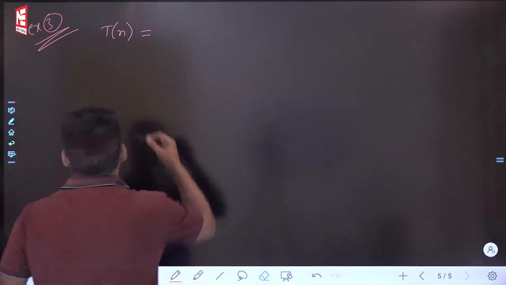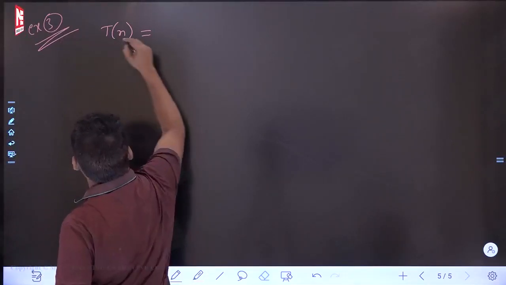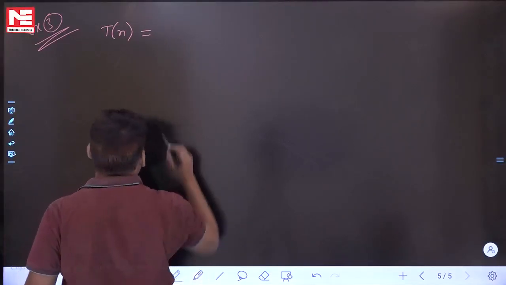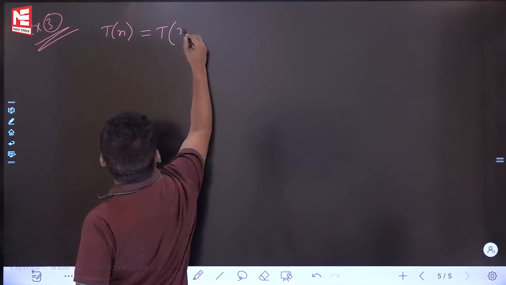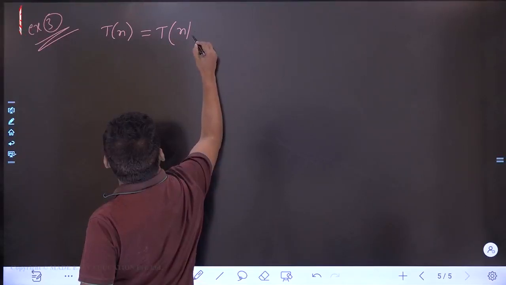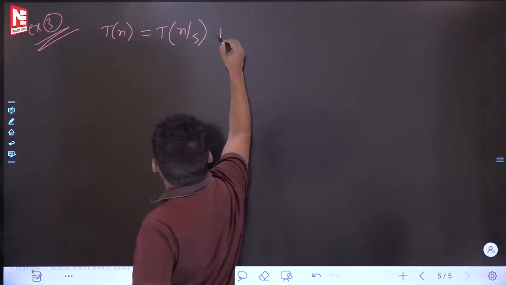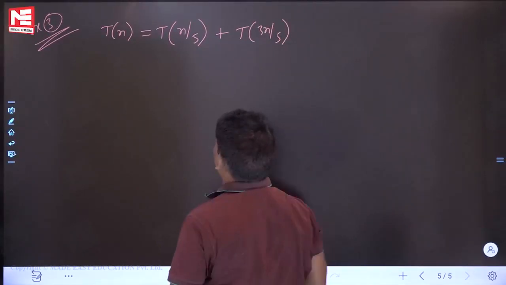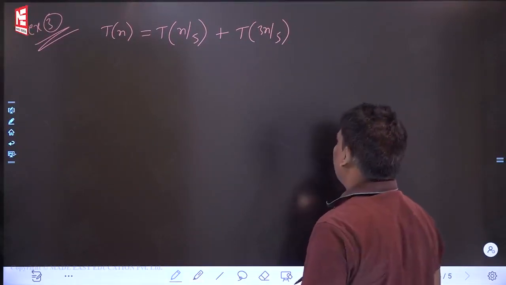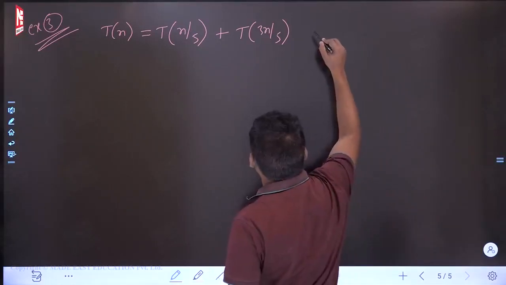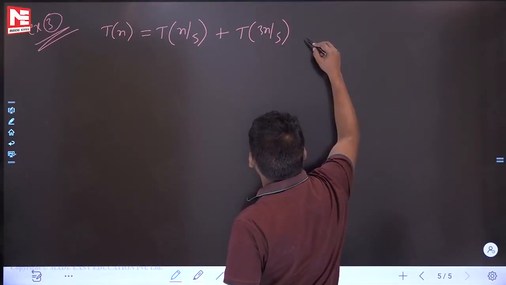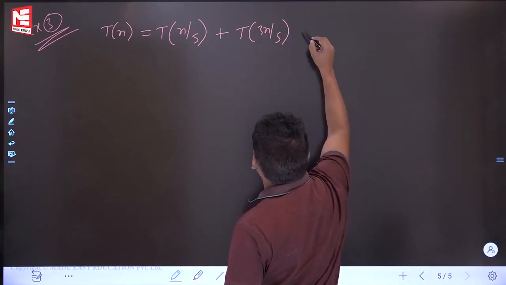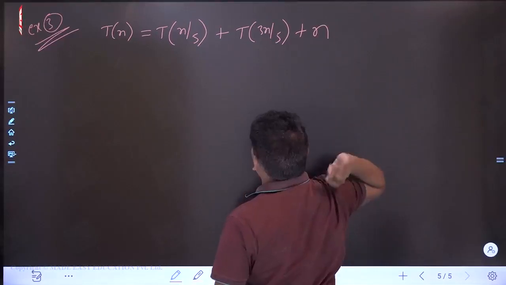See the next problem, example 3. T(n) is equal to T(n by 5) plus T(3n by 5), some problem. T(n) is equal to T(n by 5) plus T(3n by 5). It is a nice one, right? Comparing the previous two problems, this is a little bit interesting. T(n) is equal to T(n by 5) plus T(3n by 5) plus n. It is the given problem.